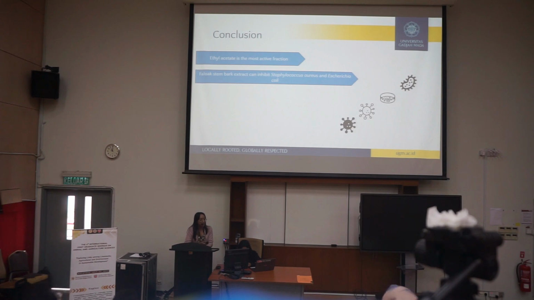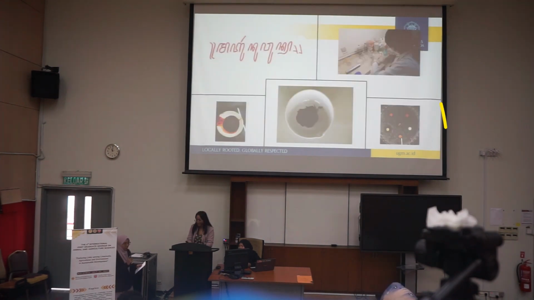And the conclusion, ethyl acetate is the most active fraction, and follow-up stem bark extract can inhibit Staphylococcus aureus and Escherichia coli. Thank you.